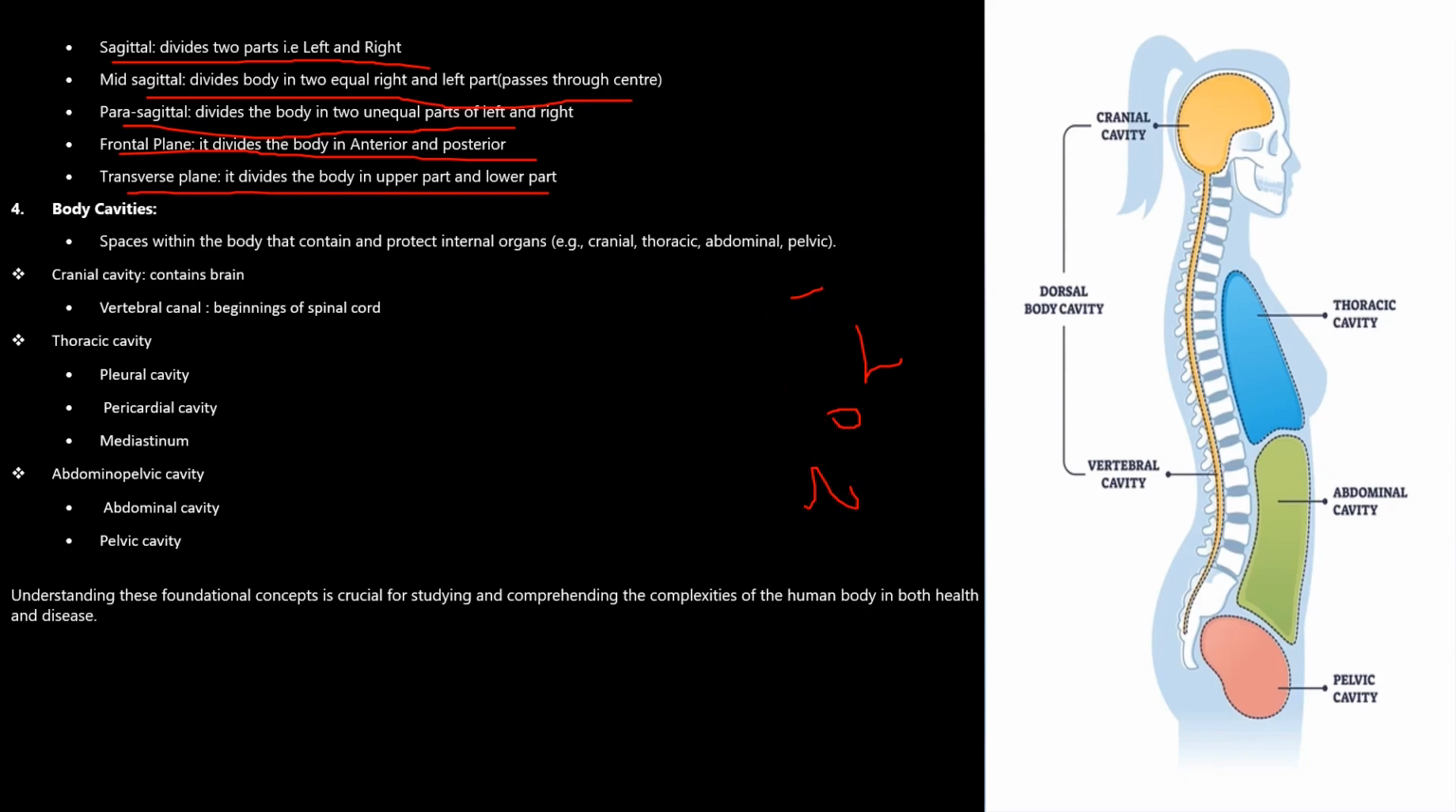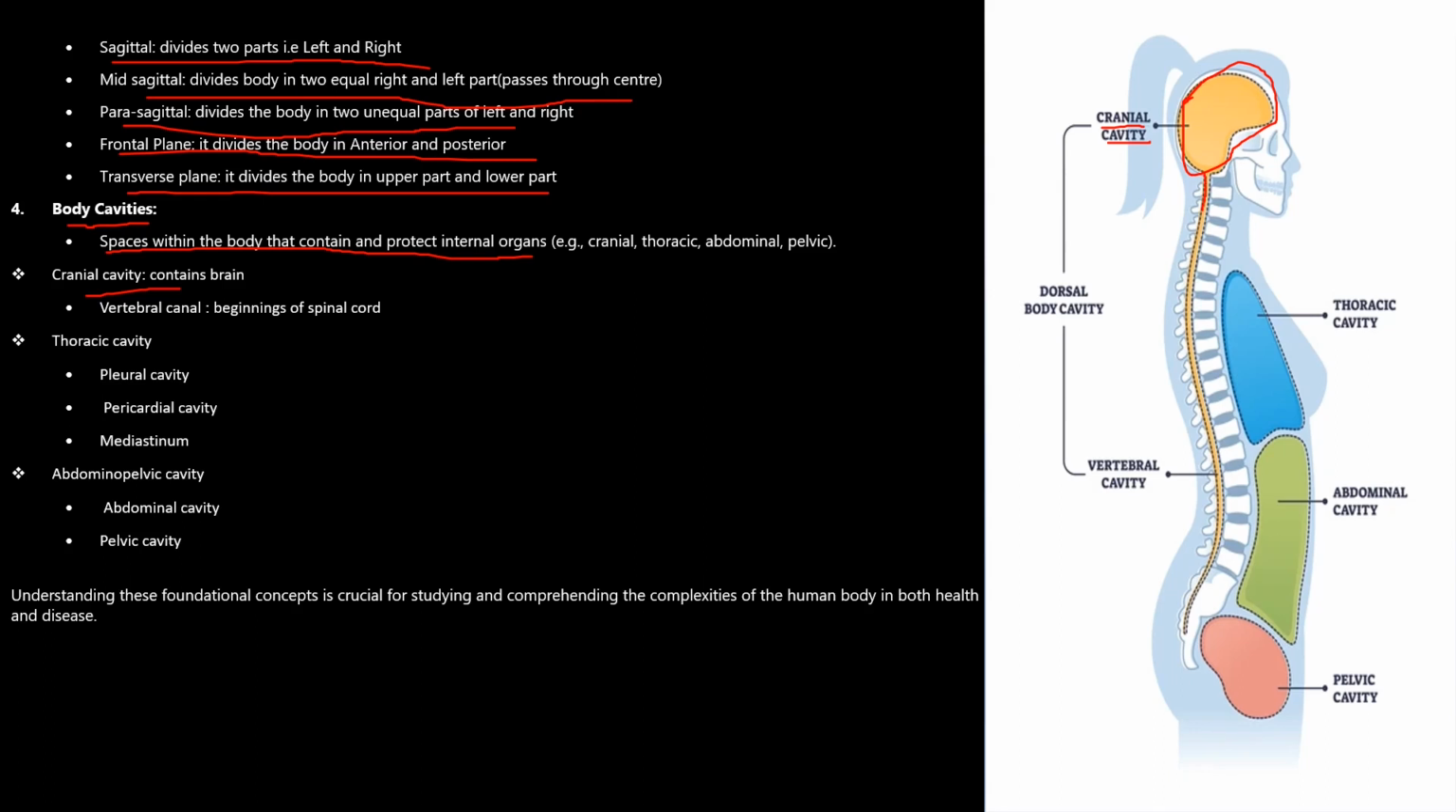Next, we are coming to our last topic for today. We come to the body cavities. Okay, these are the spaces within the body that contain and protect internal organs. Example, cranial cavity, it contains the brain. Okay, like here in the cranial cavity, the brain is stored, and around the brain there is the cerebrospinal fluid, which acts like a shock absorber for the brain.